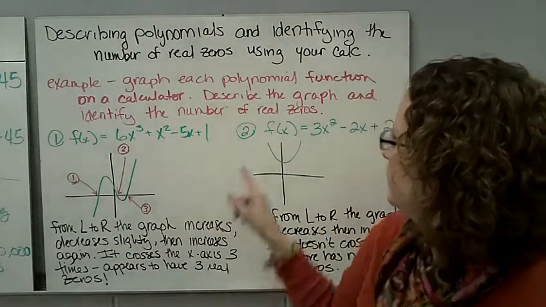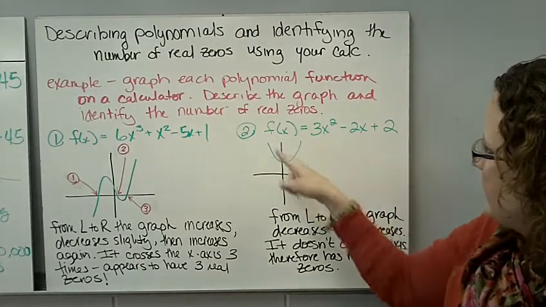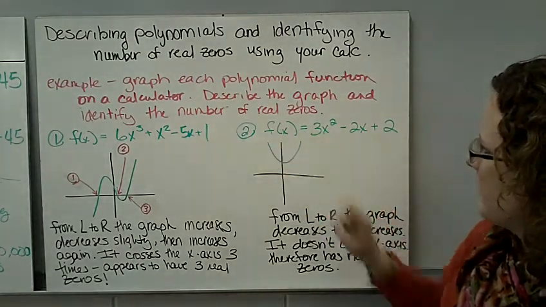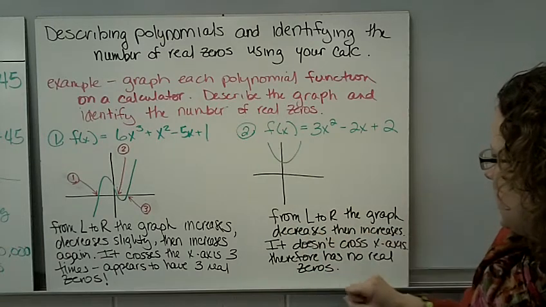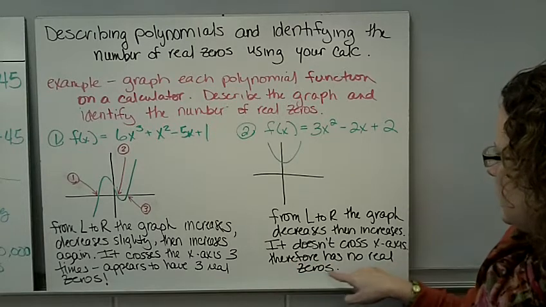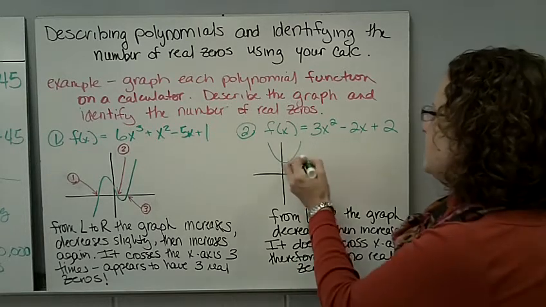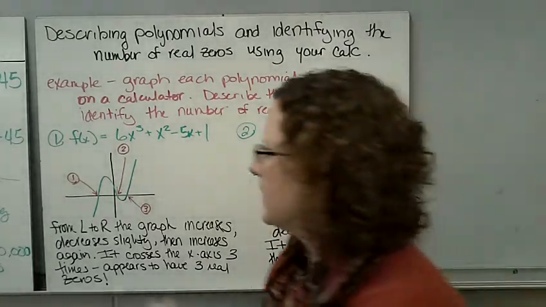Next example. Plug this into your calculator in y1 and hit graph, and that's about what shows up. From left to right, the graph decreases, then increases. It doesn't cross the x-axis, therefore has no real zeros. This one would give you an imaginary answer, a complex number.